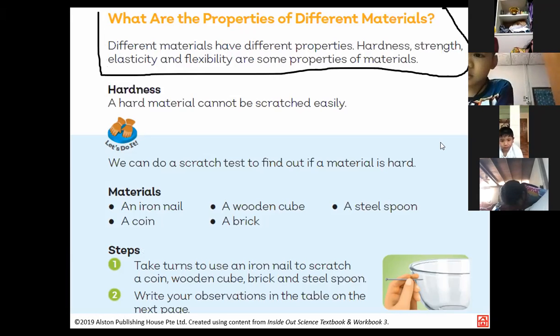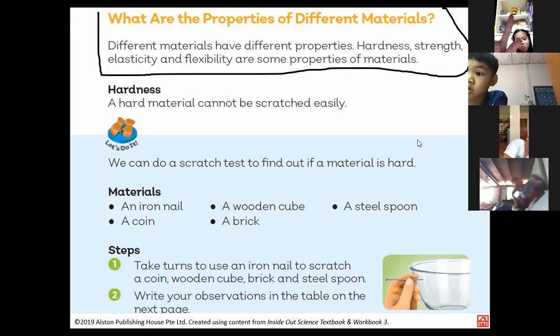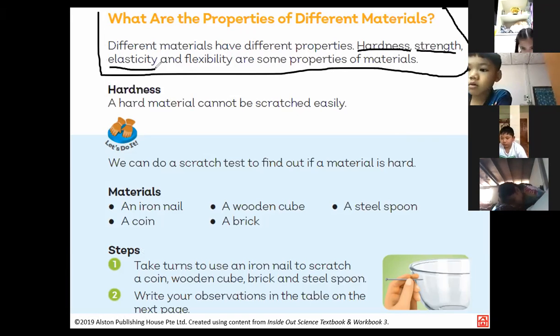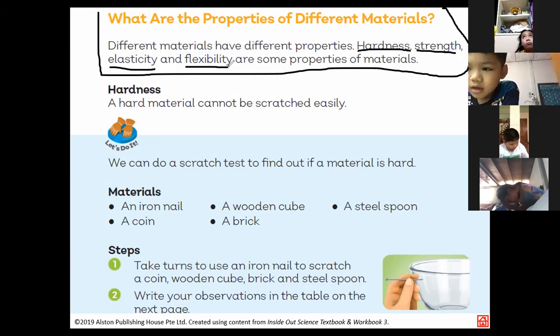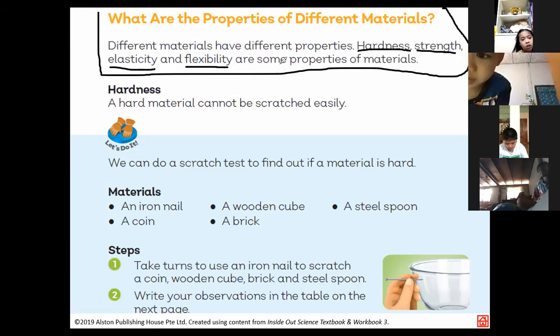What are the properties of different materials. Different materials have different properties. Hardness, strength, elasticity, and flexibility are some properties of materials. Okay, thank you, Tamlung.